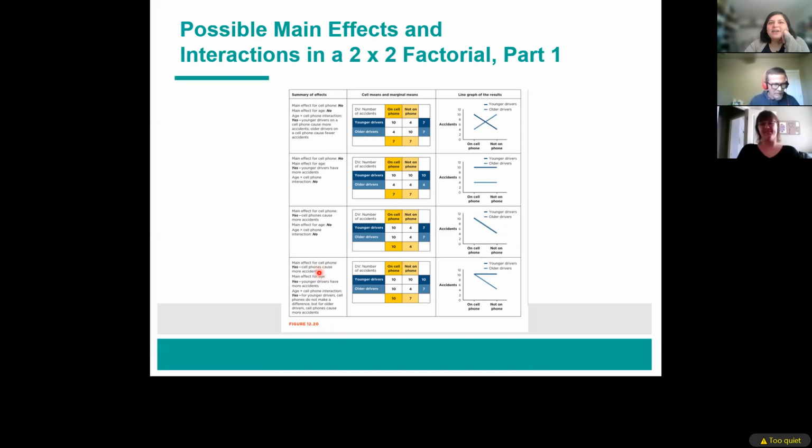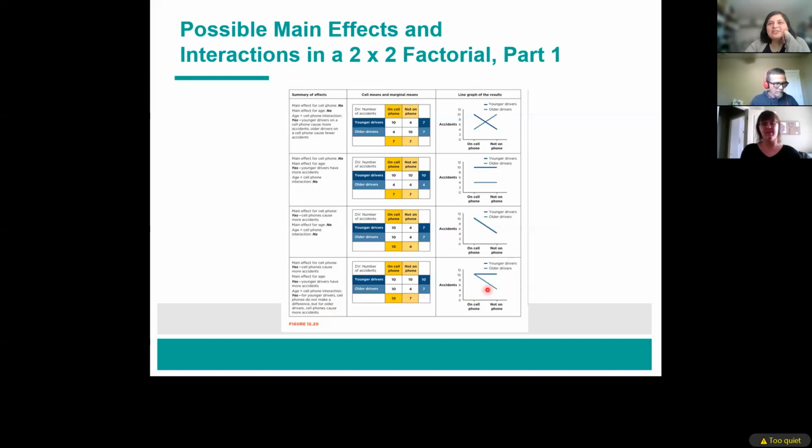There is a main effect for cell phone. So cell phones cause more accidents than not cell phones. Here we can see 10 versus 7. There is a main effect for age. Younger drivers have more accidents than older drivers.